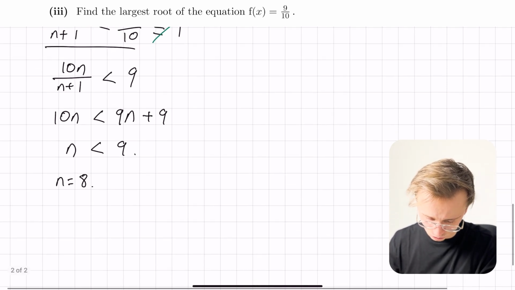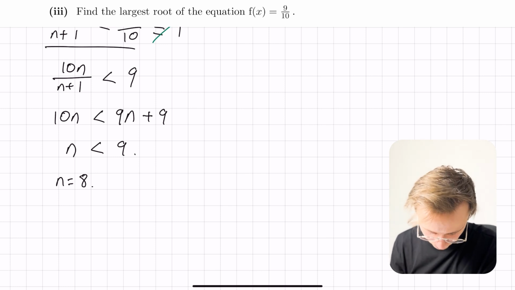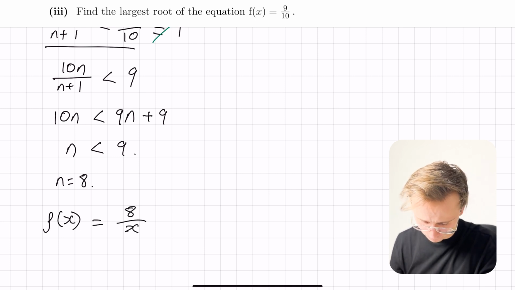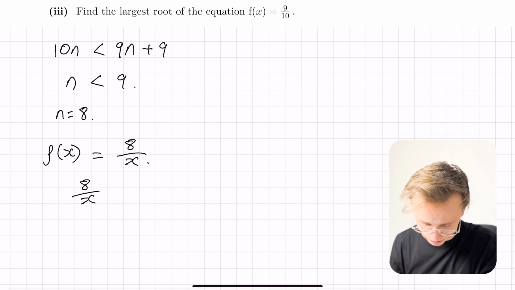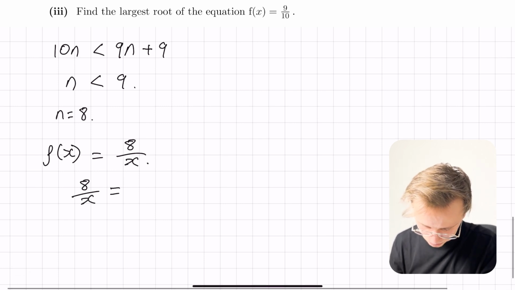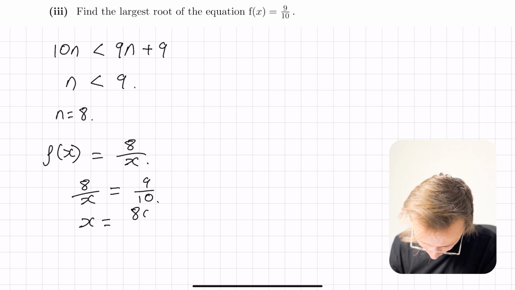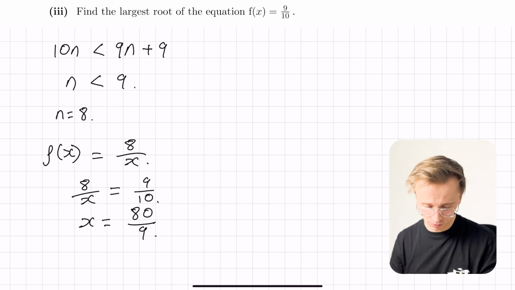So what does the region between 8 and 9 look like? Well, the equation for that is f of x equals 8 over x. Now I must have 8 over x equal to 9 over 10. So I have x equals 80 over 9. Okay, well that works, that's fine.